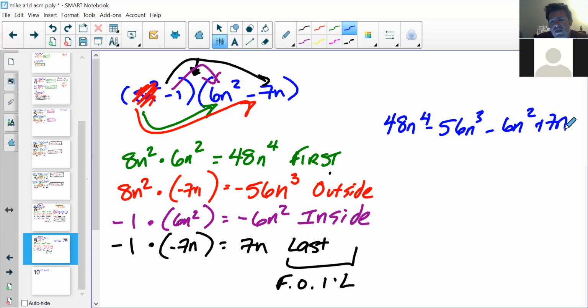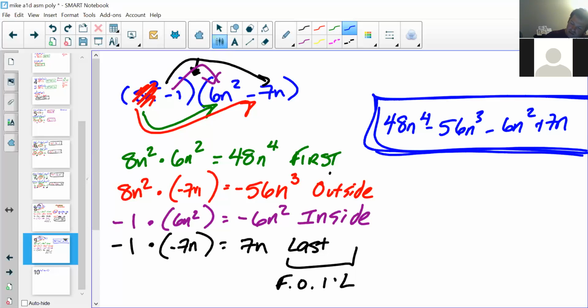And if you can notice there, when we try to combine like terms here, there's no like terms there. They all have a variable n, but they all have different exponents for that variable n. So there's no simplifying to go on here. That right there is our final answer. 48n to the fourth power minus 56n to the third power minus 6n squared plus 7n.